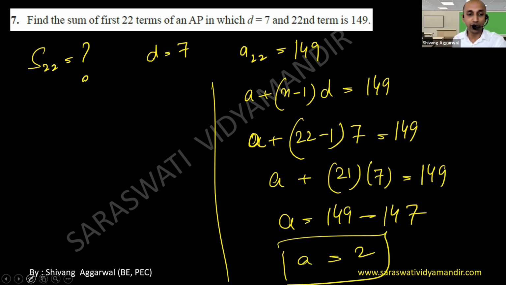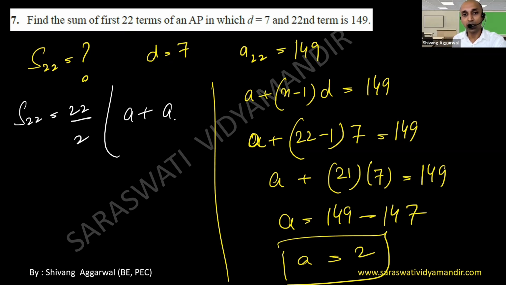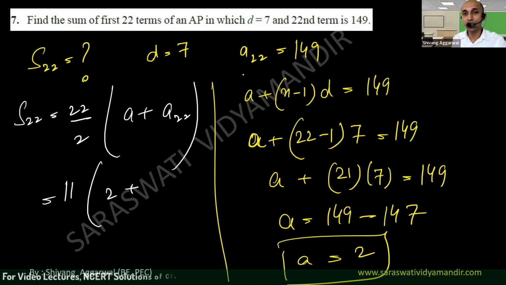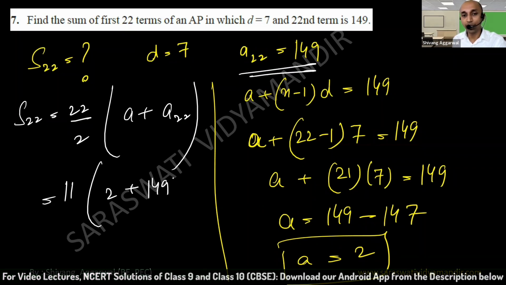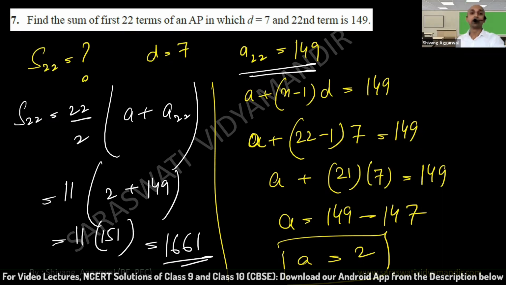Therefore, we write the formula of S22. S22 equal to 22 by 2 into (a plus A22). 11, a had 2, 2 plus A22 is 149. 11 into 151, ठीक है ना? 151, ठीक है. 1661 शायद, 1661.